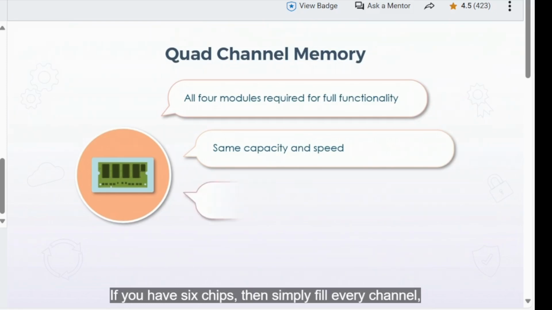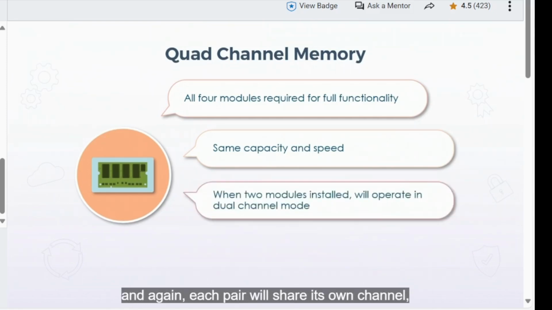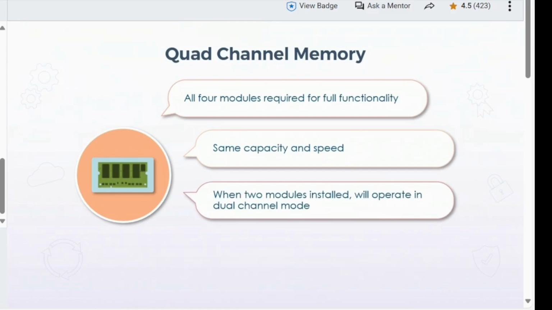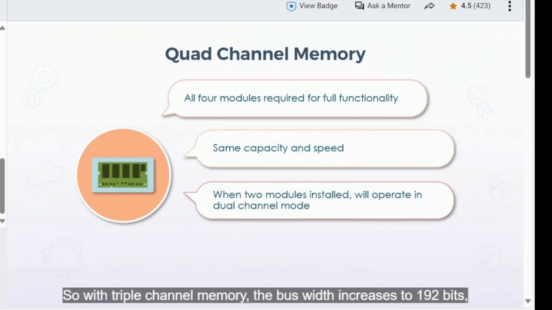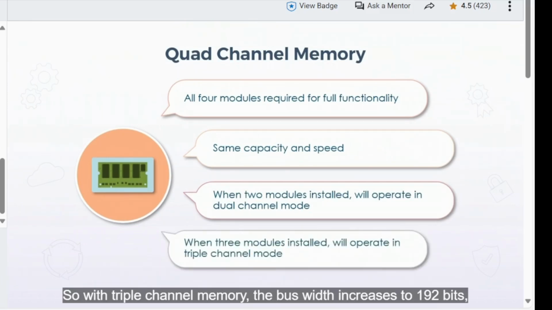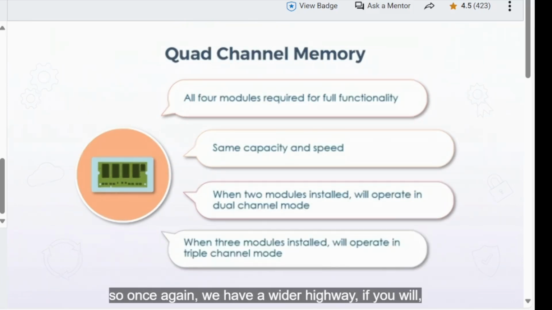Now, if you have less or more than 4 chips, then you should still make use of separate channels. For example, if you only have 2 modules, one should be placed in channel A and one in channel B, and it will operate in dual channel mode. If you have 3 modules, then place one in each of channels A, B, and C, and it will operate in triple channel mode.